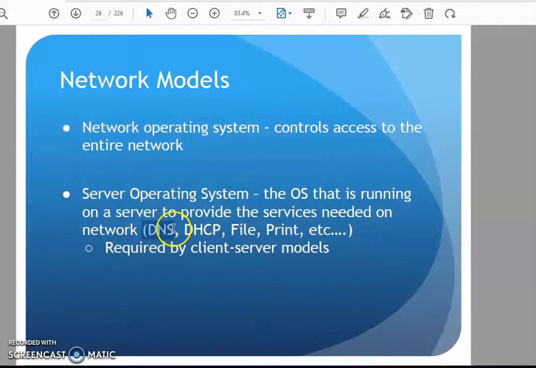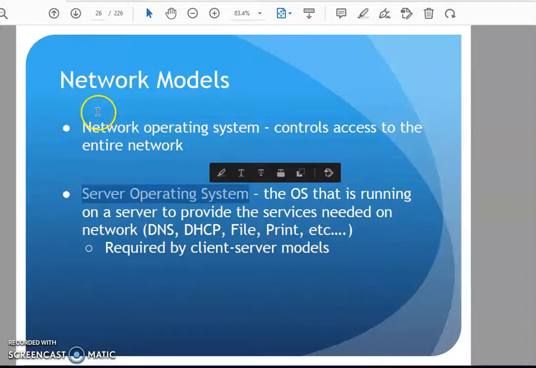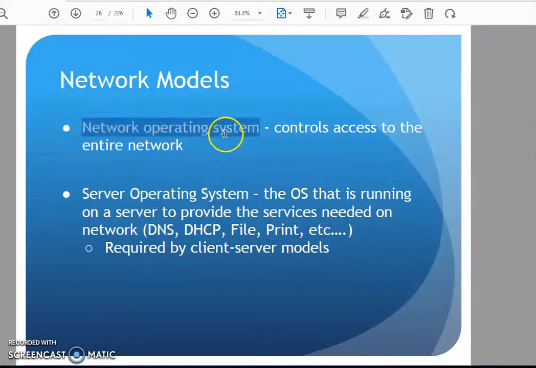resolving names to addresses, handing out IP addresses to devices on the network, allowing me to share files or move files between the server and me, being able to print to a printer in my network somewhere. This is controlled by my server operating system, or a lot of times you'll hear it called a network operating system. Well, let's break this out a little further.